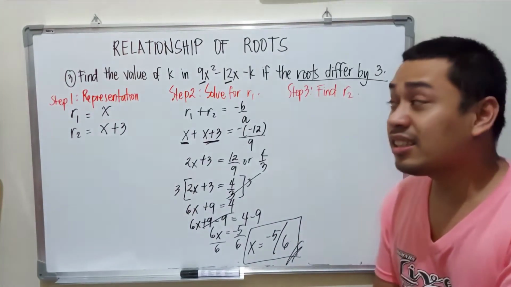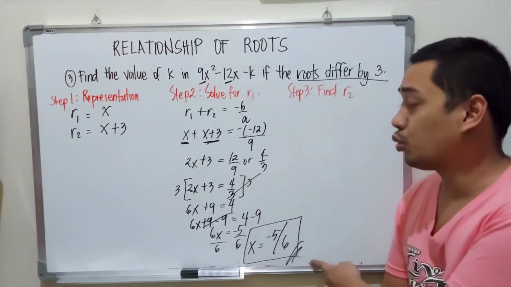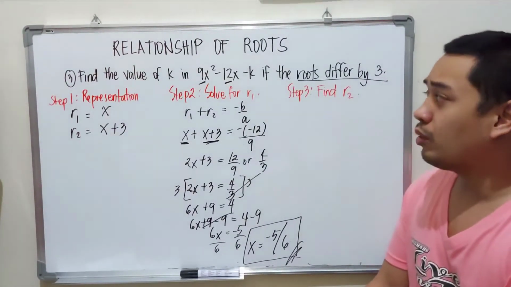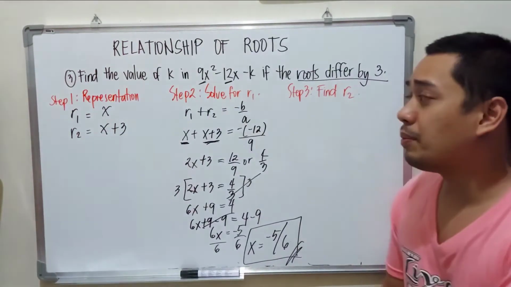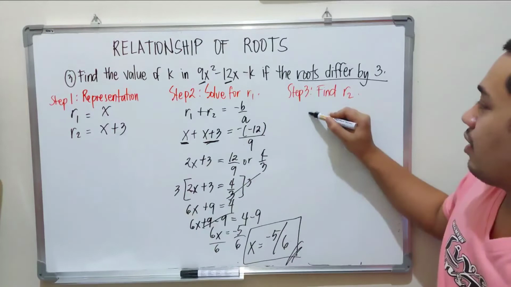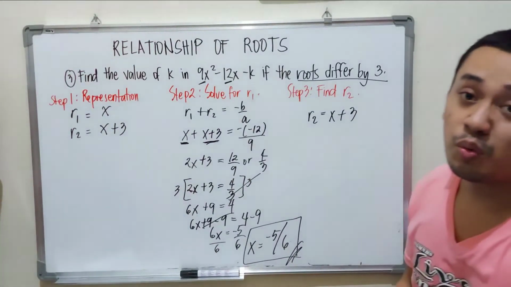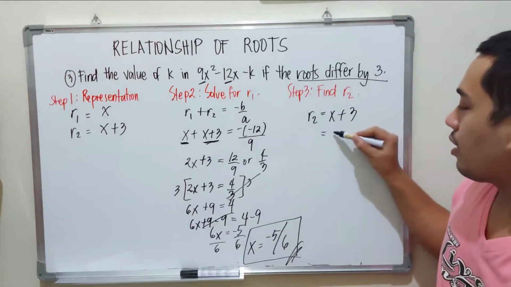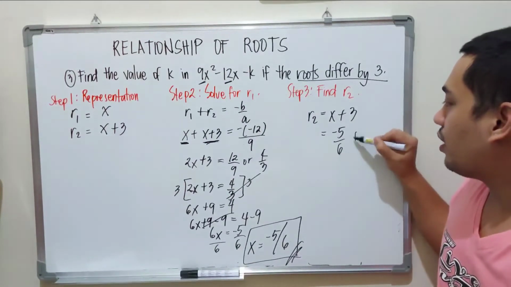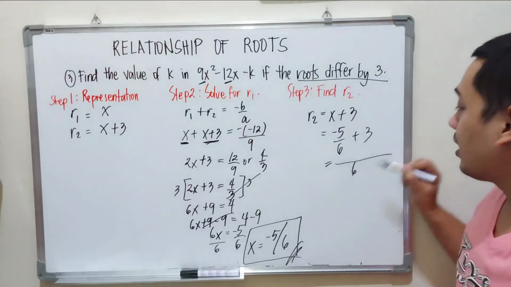So, x is the representation of our root number 1. So, meron ka ng root 1. The second root will be solved by using our representation for R2. That R2 is equal to just R1 plus 3. So, magkakaroon ka lang ng negative 5 over 6 plus 3. Getting the LCD, which is 6.